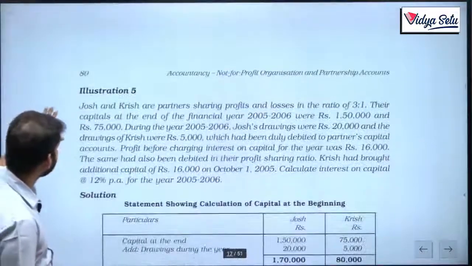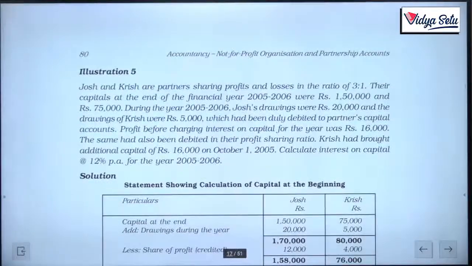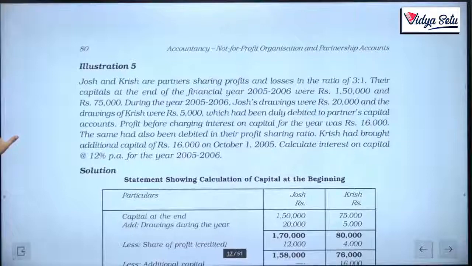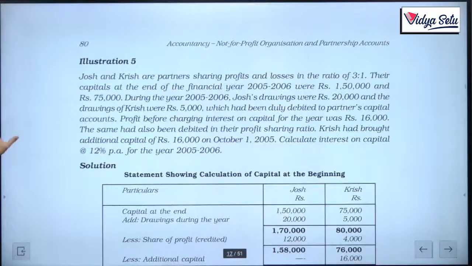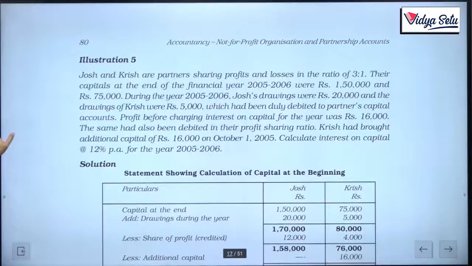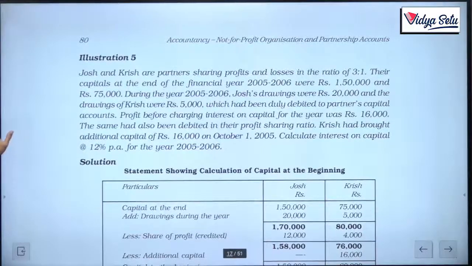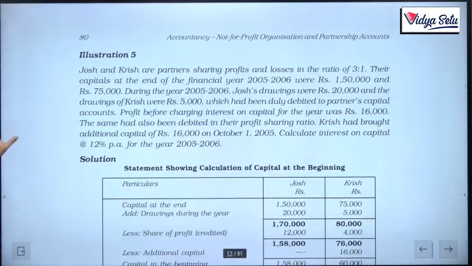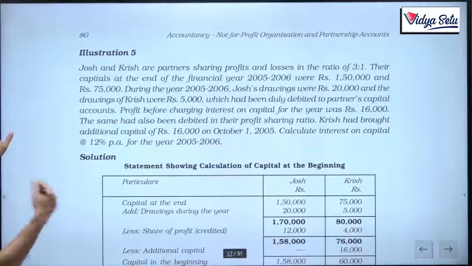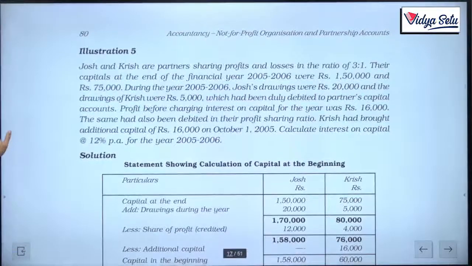Now, Josh and Krish are partners sharing profits and losses in the ratio 3:1. Their capitals at the end of the financial year 2005-06 were 1,50,000 and 75,000. During the year 2005-06, Josh's drawings were rupees 20,000 and Krish's drawings were rupees 5,000, which had been duly debited to partners' capital account.